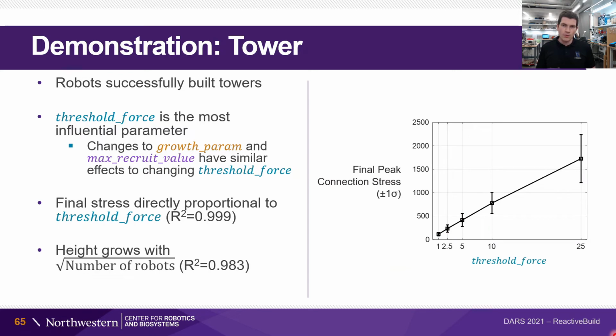One thing that we did see that was pretty interesting is that the threshold force was linearly related to the final peak connection stress. After 100 robots had been added to the structure, the maximum connection stress among all the robots is measured, and we have a nice linear relationship between threshold force and the average final peak connection stress across those 100 trials.